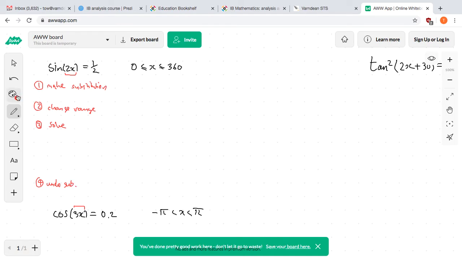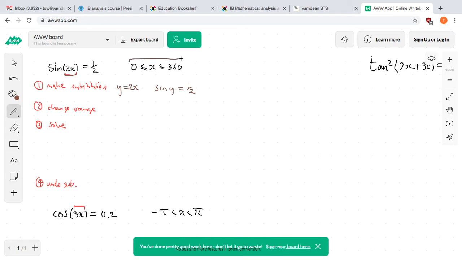So in order to make this less scary, the first thing we can do is instead of having 2x here, we just make it into a y. So now we're just solving sine y equals a half, which is easy because we've done that before. But we don't get away that easy because there is a catch. If you're going to make a substitution, you have to change your range.